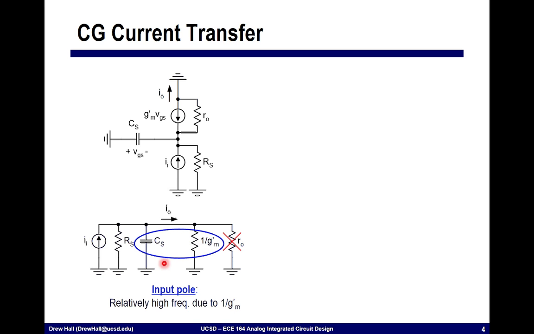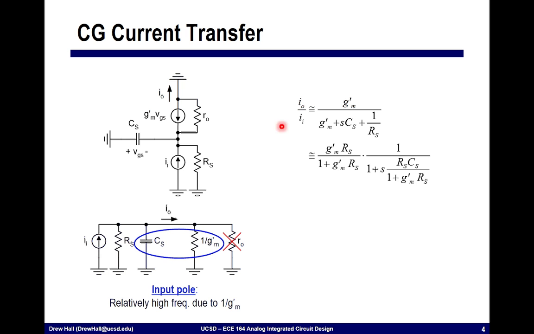We're also going to have a pole, and this pole at the input, in terms of frequency response, is going to be at very high frequency, simply because 1 over GM prime in parallel with this RS is a very low impedance. And this source capacitance here is typically small as well. So this stage has very high current gain, or excuse me, unity current gain up to very high frequencies.